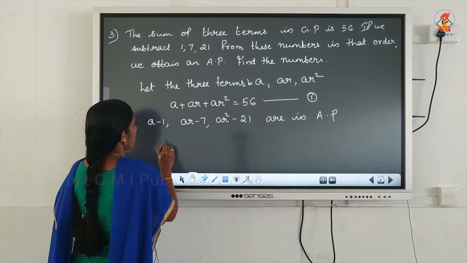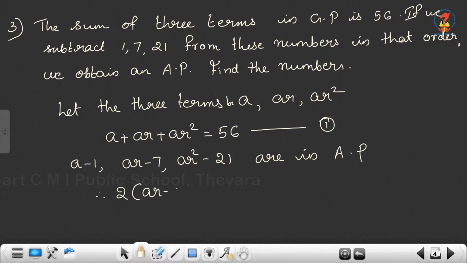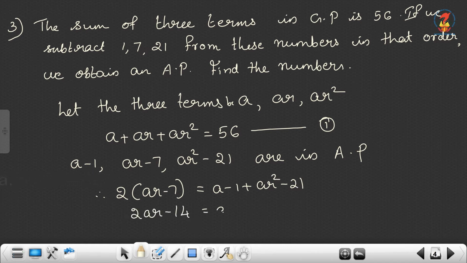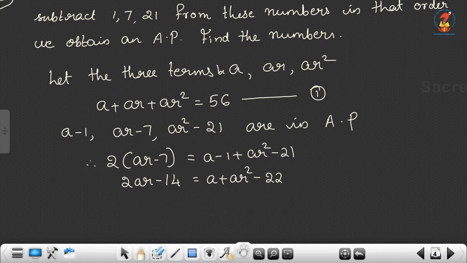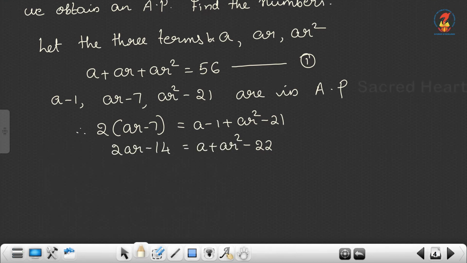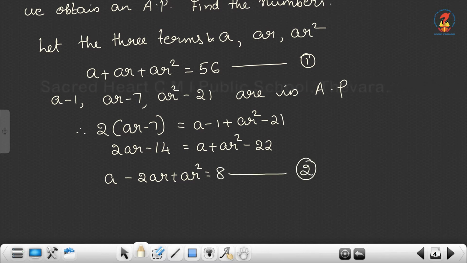So 2 times the middle term is equal to first term plus the third term, or 2ar minus 14 is equal to a plus ar square minus 22, or a minus 2ar plus ar square is equal to 22, take to this side, that is 8. Equation 2.